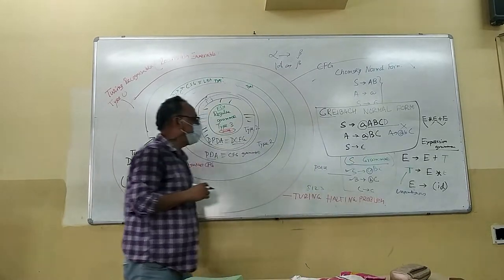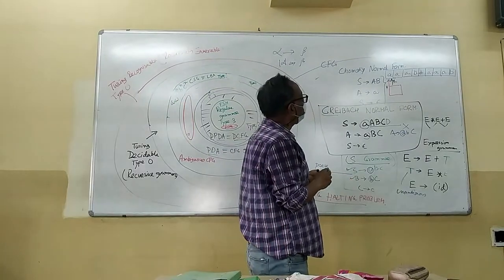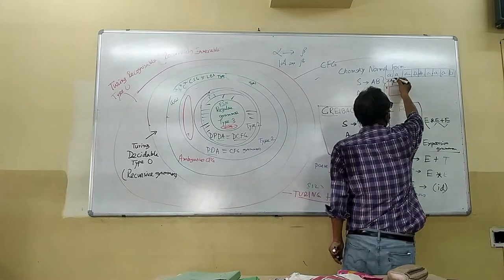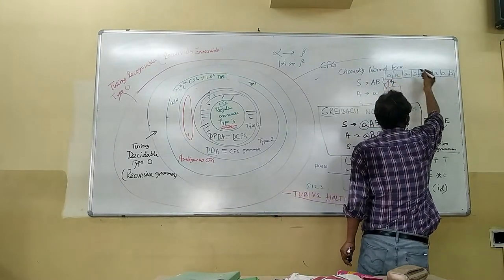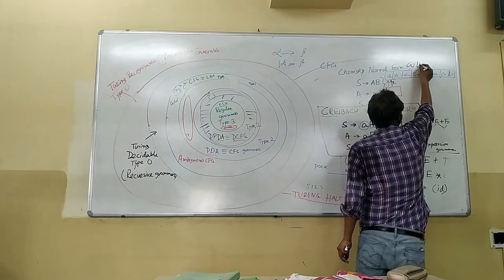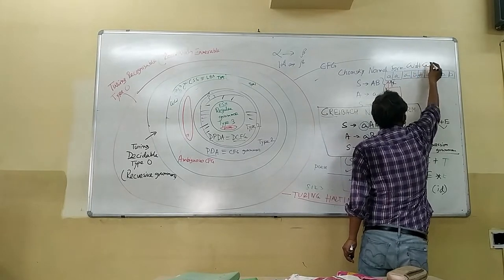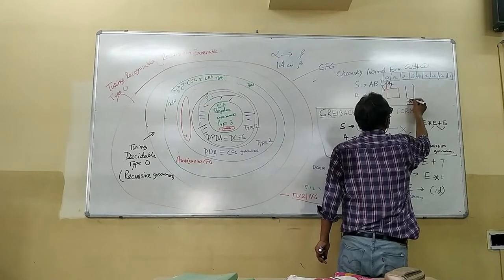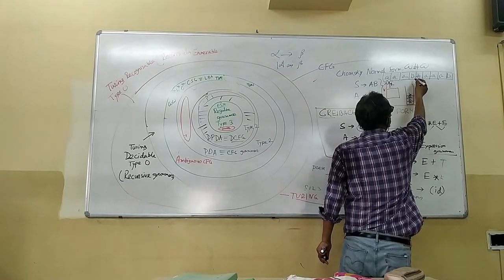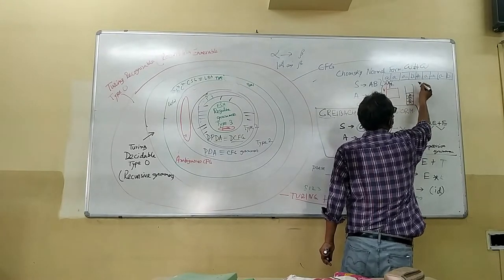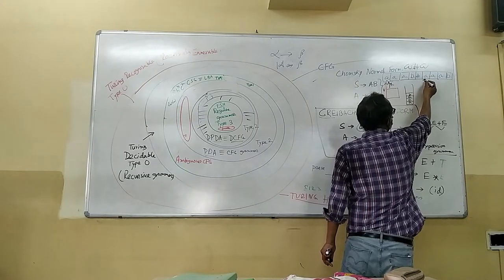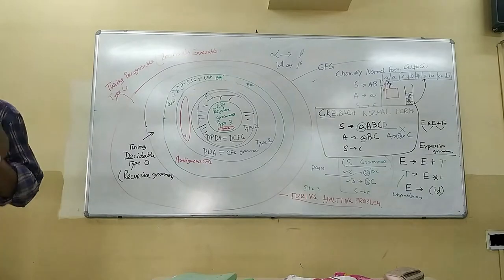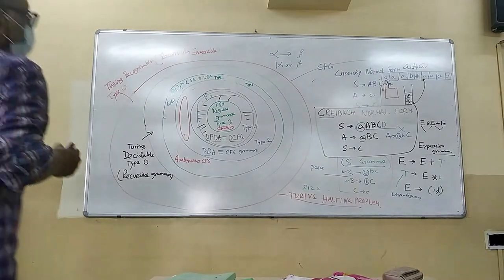Now see here, this is the Turing machine. What is the string to be accepted? W hash W. Okay, this is A, B, now hash comes. Now these A's have to be matched with this. This is something which is not possible by a PDA. A PDA cannot do this.